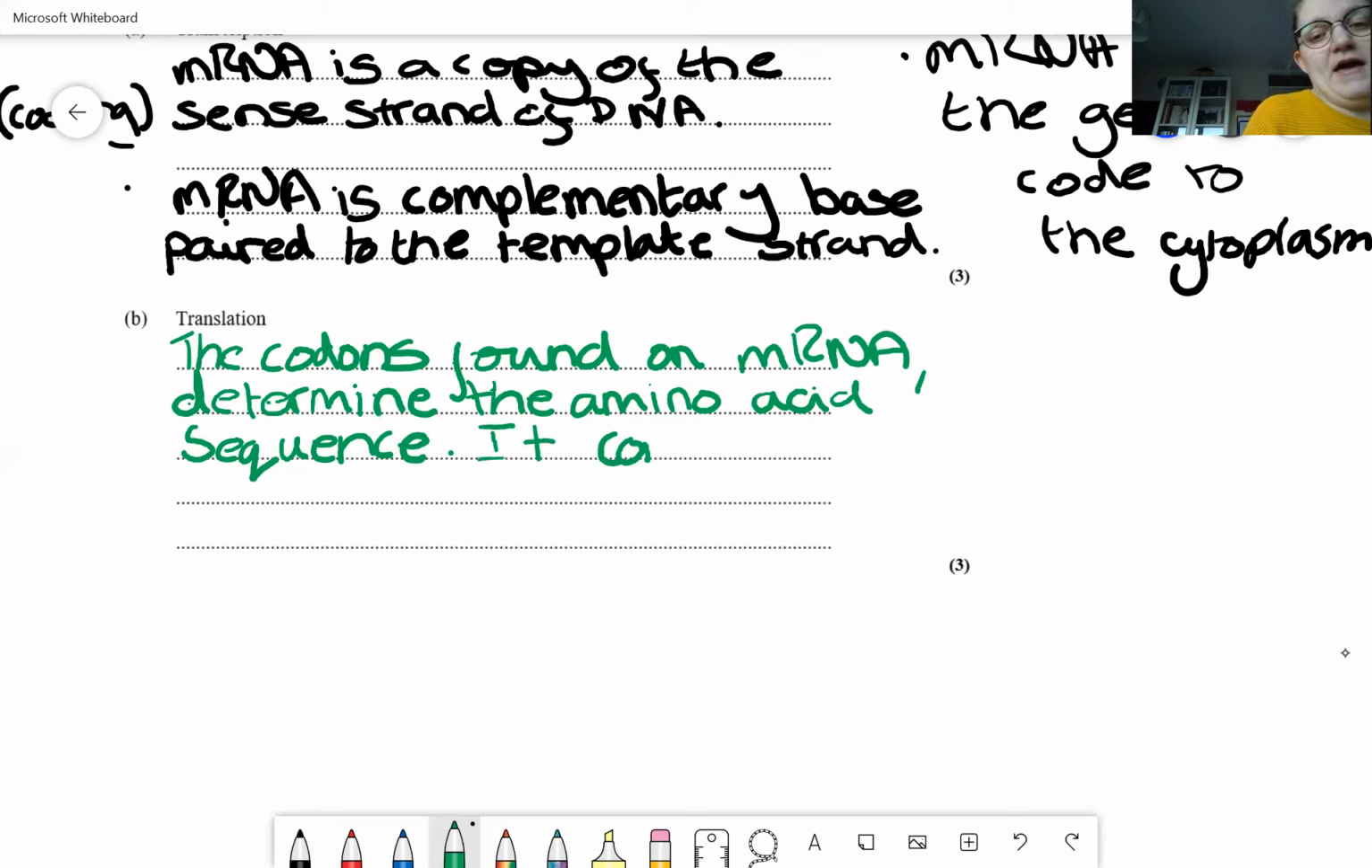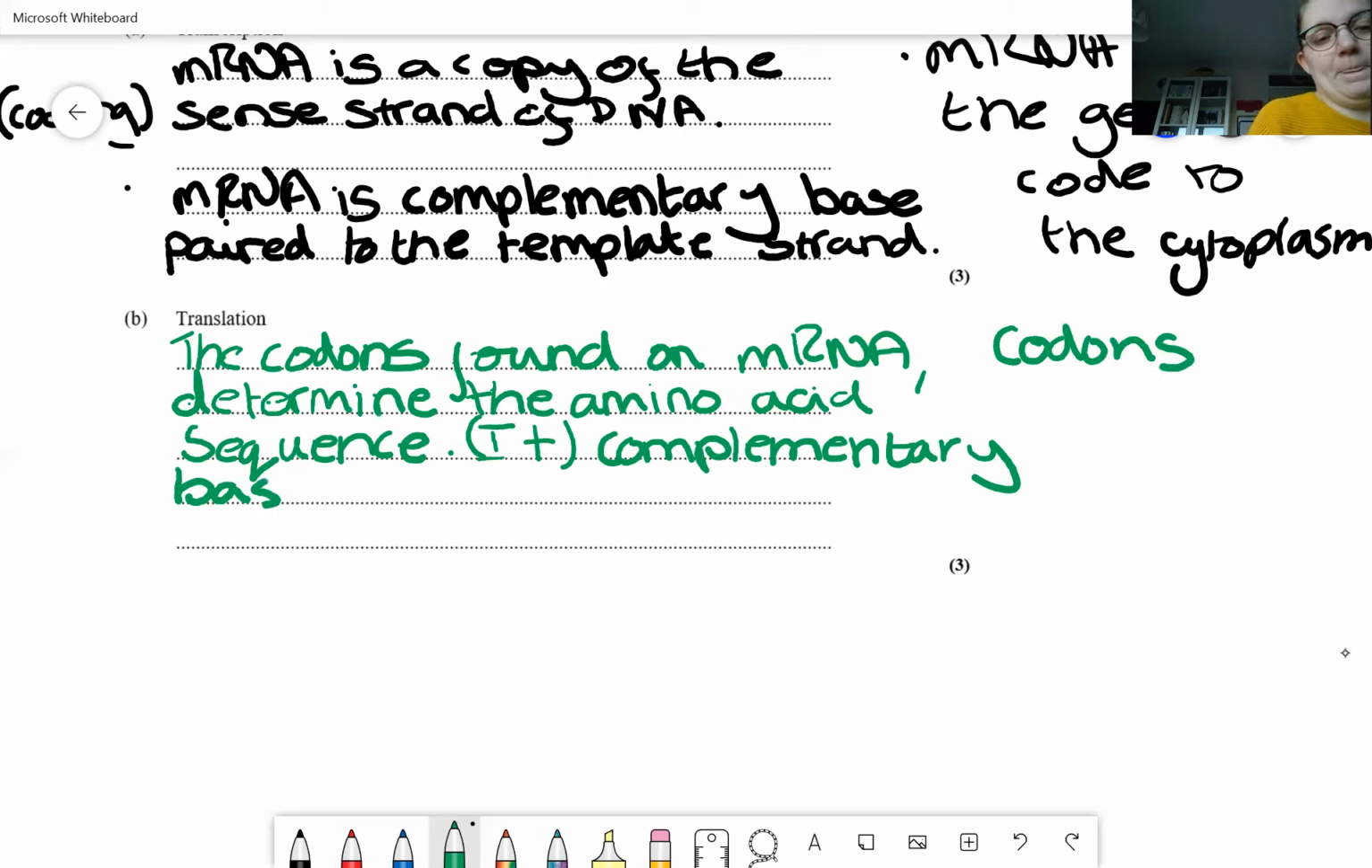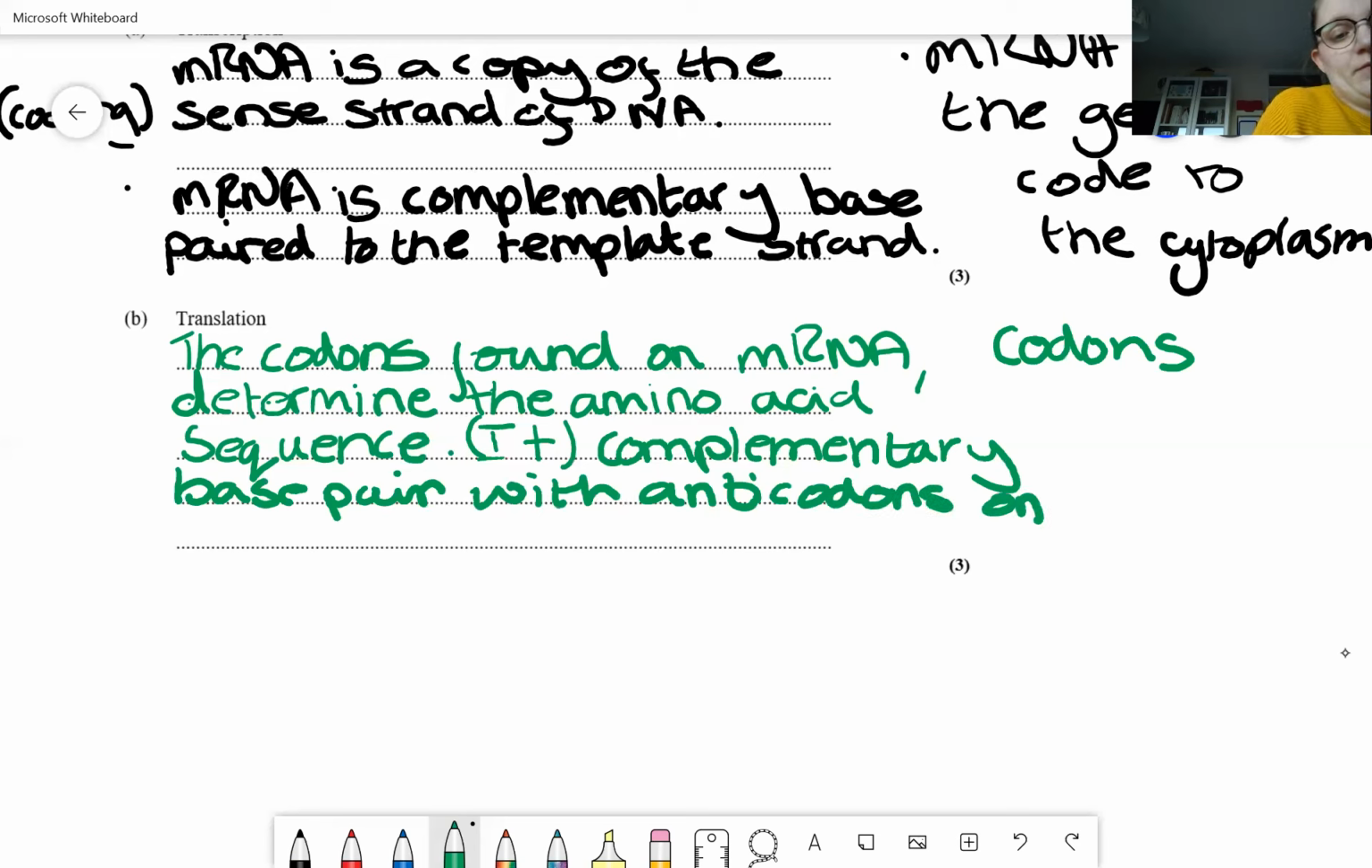It complementary base pairs, it being the codons, so it will be the codons complementary base pair with anticodons on tRNA, which carry amino acids.